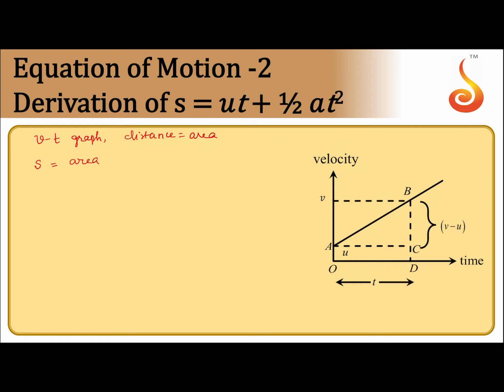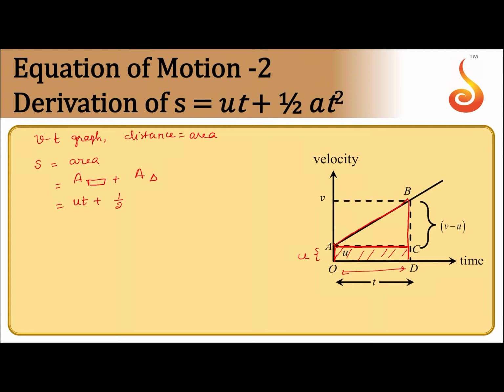Now, let us calculate this area below the curve. What is it? This is the area we are talking about. This comprises of two parts. One is the triangular part and the second is the rectangular part. Let us first consider the rectangular part. This length is u, this length is t. So, I will consider it as area of rectangle plus area of triangle. Area of rectangle. Rectangle is of side u and t, so ut plus area of the triangle.